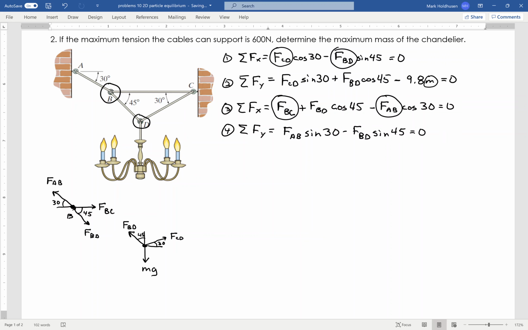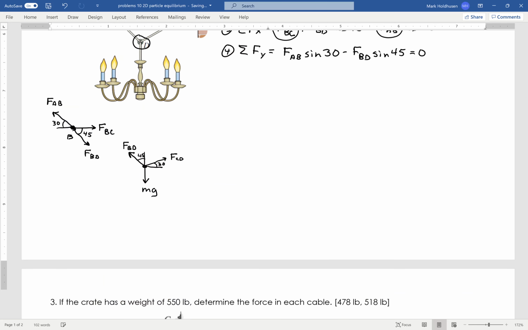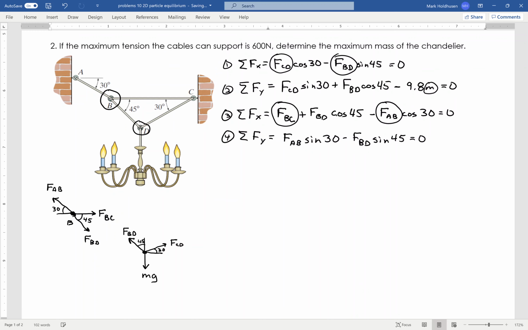Okay, now you might be saying I can't solve this, but again, remember that I know that 600 is the maximum any one of these can be. Now, that doesn't mean they're all 600. It means one of them is 600 and all the other ones are less than 600. So basically, I need to find out which cable sees the most force. So what I'm going to do is just plow through this and solve for each force as a function of m, and whichever one's largest, then I'll set that one to 600. Okay, so let's go ahead and start with equation 1.